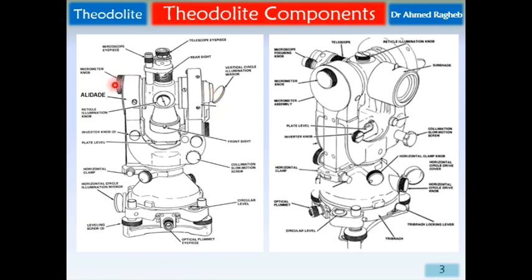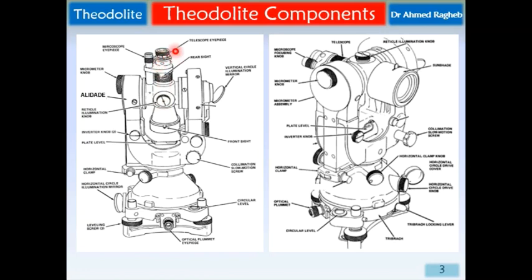Mirror and micrometer to take the readings in the optical theodolite. But in the case of the digital theodolite, we don't have a micrometer, we don't have a reading telescope, because digitally it is on screen.